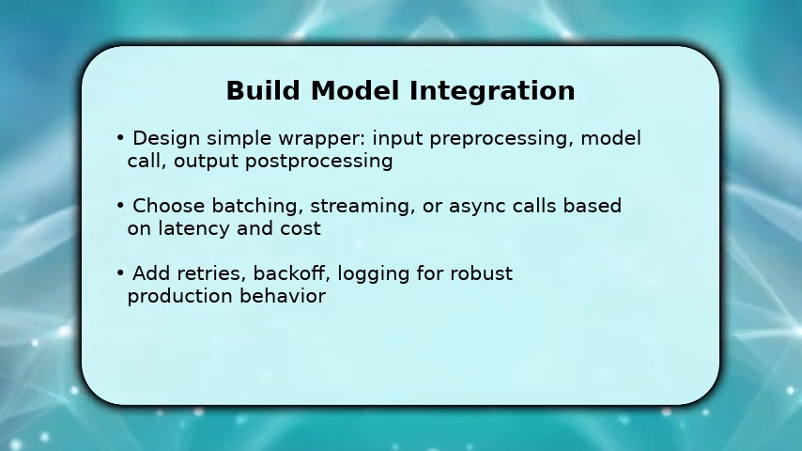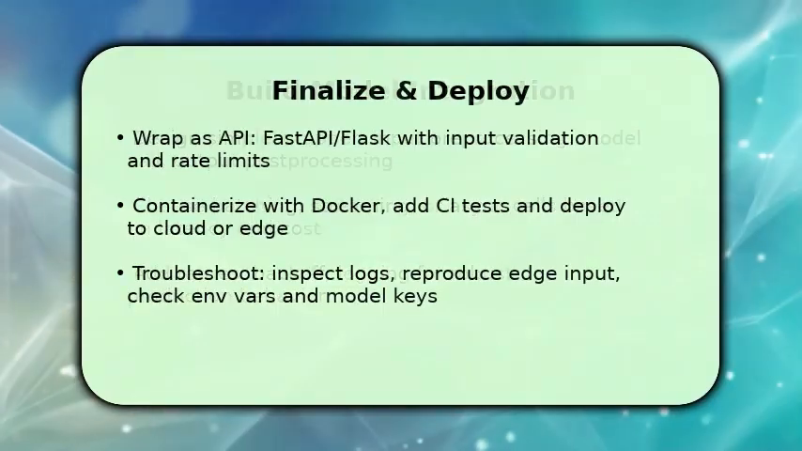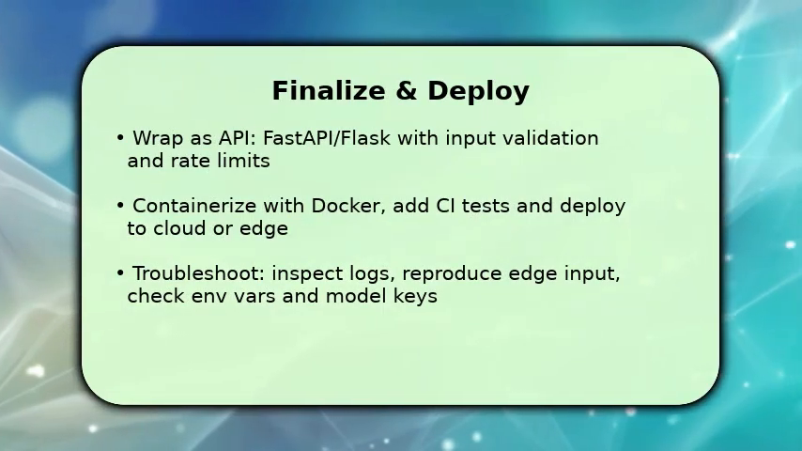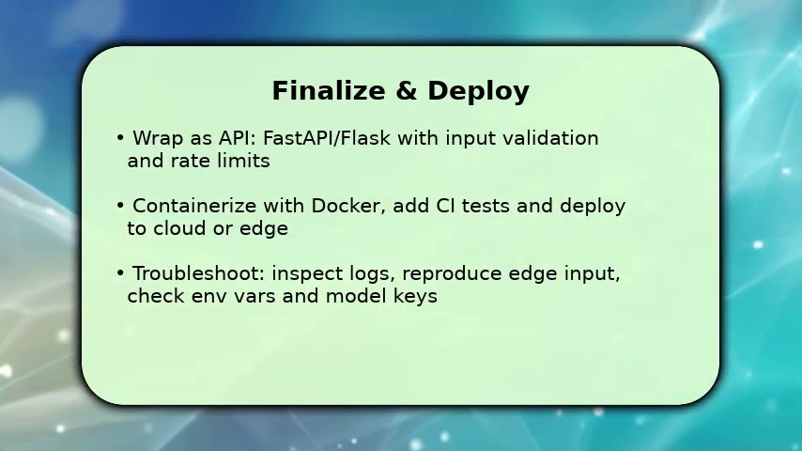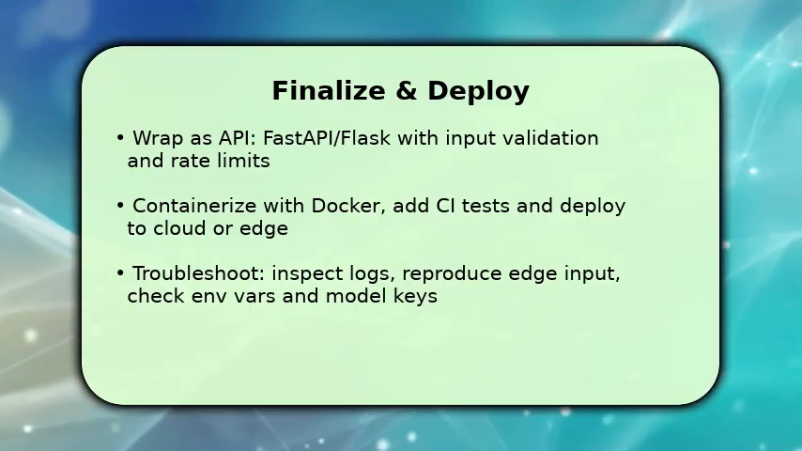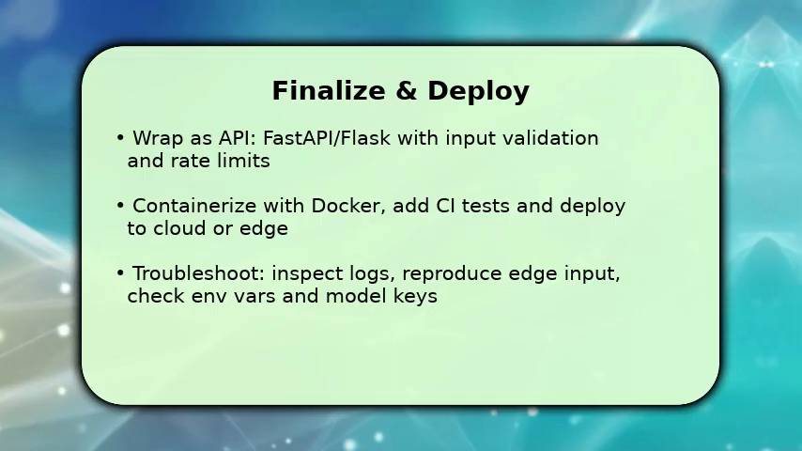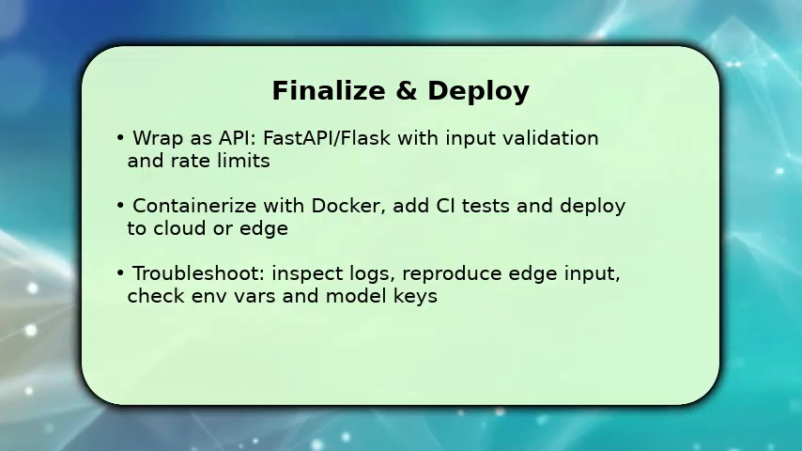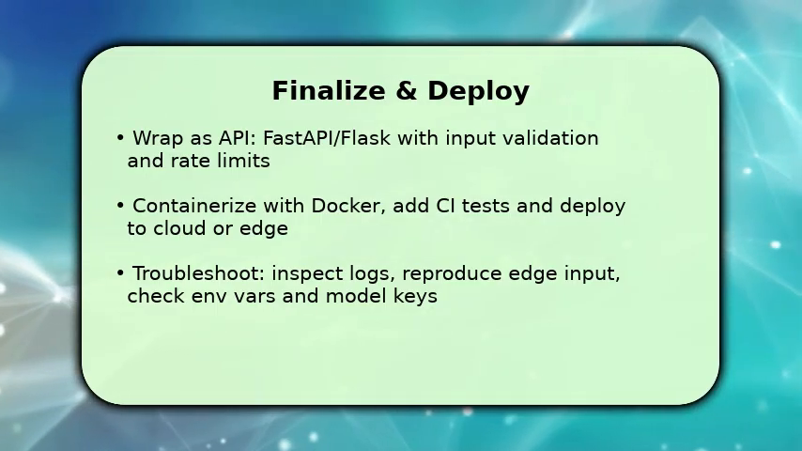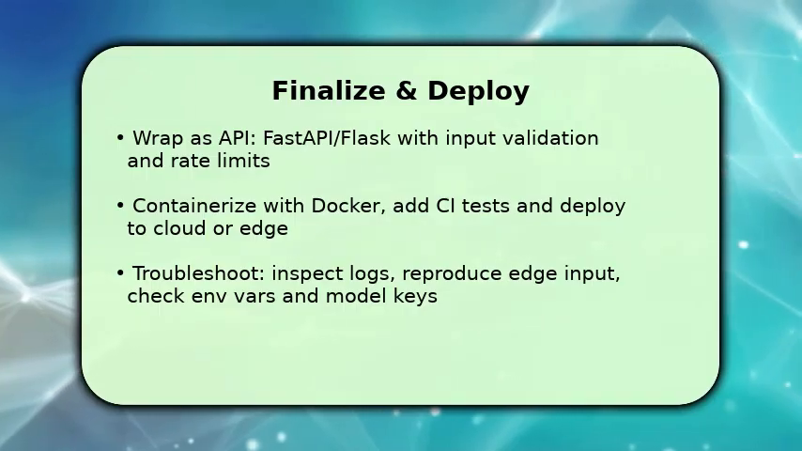You finish by packaging your integration as a small service. Create a FastAPI endpoint with input validation, authentication, and rate limiting, then containerize with Docker for consistent deployment. Push CI tests that include unit and integration checks and deploy to your chosen cloud or edge target.